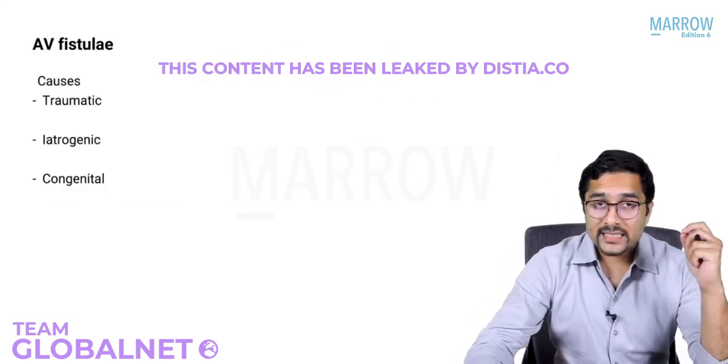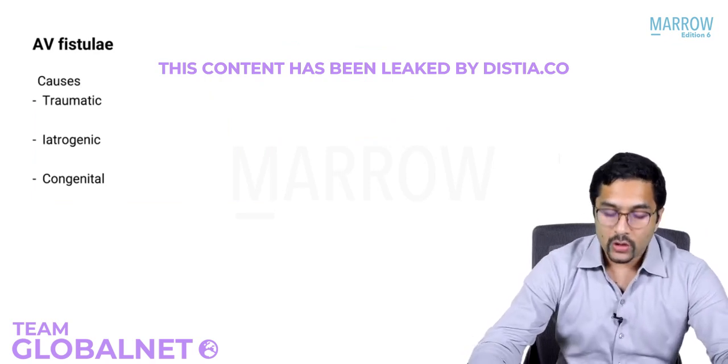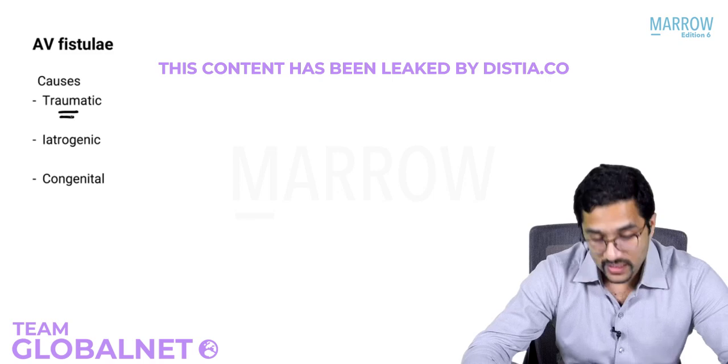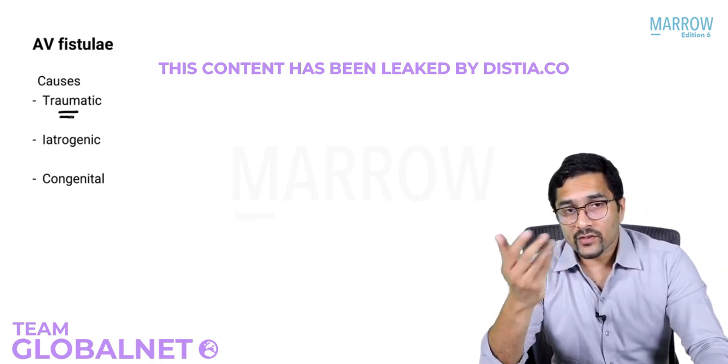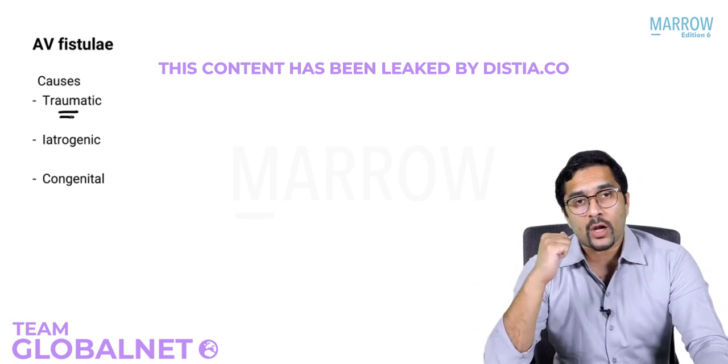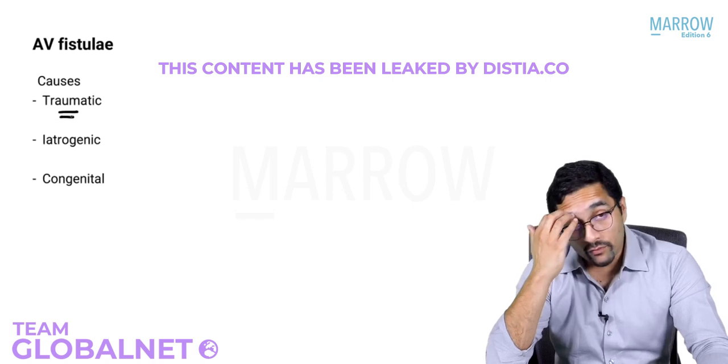The next condition is AV fistulae, arteriovenous fistulae. The causes can be traumatic. So they can be traumatic arteriovenous fistulae, like you can get after liver trauma, which I covered in the abdominal trauma module. You can get after renal trauma also, AV fistulae can form.